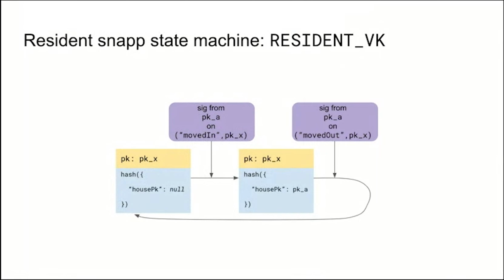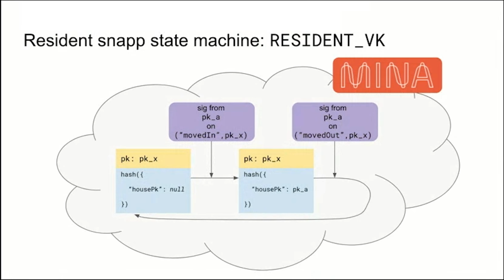And then what about moving out? Well, if you can provide a signature from PKA on the message PKX moved out, then you're allowed to set your house PK to null. So in that way, we make sure that these two state machines are totally in sync. And just a reminder, this is happening on the Mina chain.